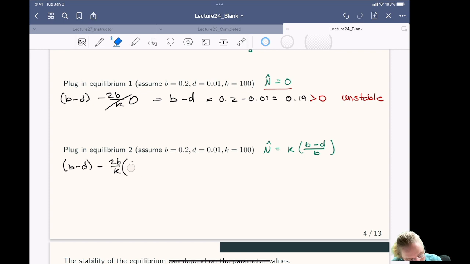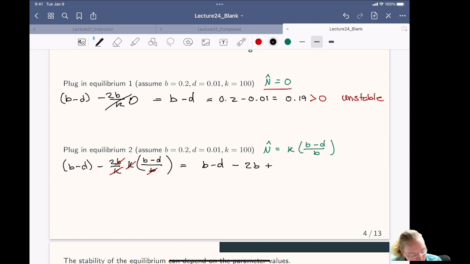Let's do this again. Okay, times k times b minus d over b. There we go. All right, this k here cancels with that k there. That b cancels with this b there. So we end up with b minus d minus 2b minus minus, so plus 2d, which is equal to d minus b.